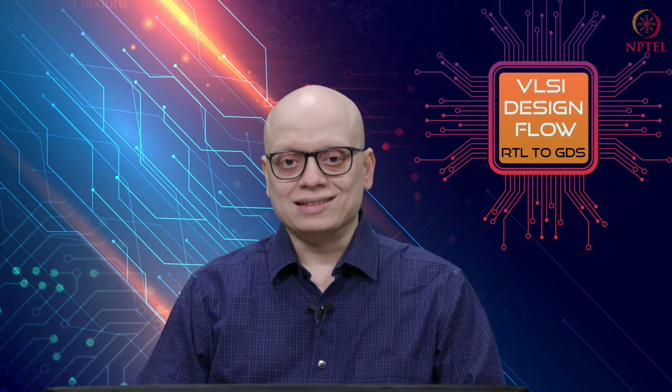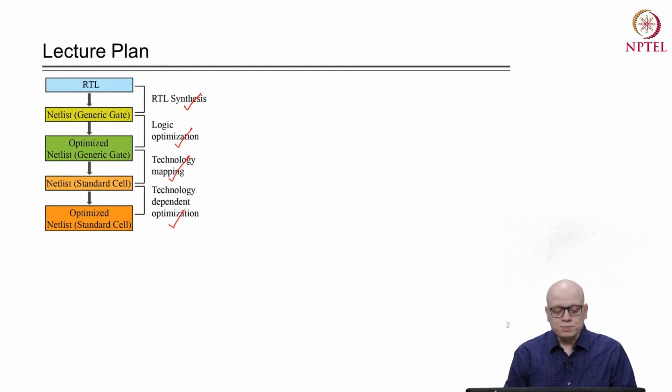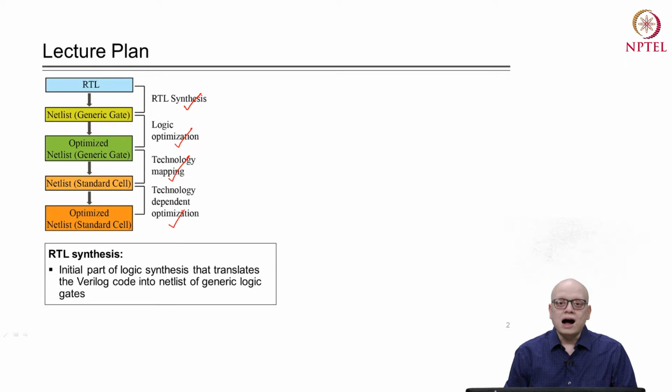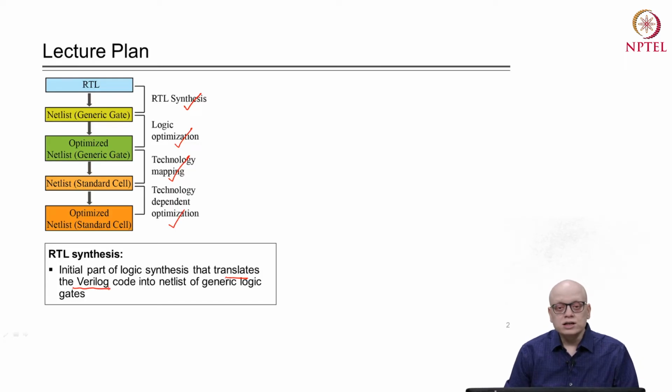In the earlier lectures, we had seen that logic synthesis consists of various smaller tasks, for example RTL synthesis, then logic optimization, then technology mapping, and then technology dependent optimization. The first part of logic synthesis is RTL synthesis, and in RTL synthesis what do we do? We basically translate the given Verilog code or the RTL model into a netlist consisting of generic logic gates. This is the responsibility of RTL synthesis.